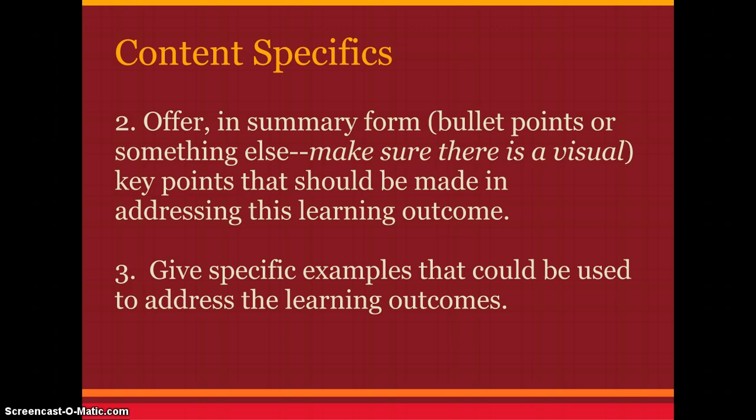Secondly, in order to do that, you're going to need, in summary form, bullet points or something else. There needs to be visuals though. Key points that should be made in addressing this learning outcome. Just bam, bam, bam, give people 3 or 4 things they should make sure to mention, and give within that or in addition specific examples that could be used to address learning outcomes. So if I'm talking about food miles or fair miles, I'm going to talk about the differences of farming practices and their impact in a less economically developed country versus a more economically developed country, and talk about how fair miles might then make for a better measure.